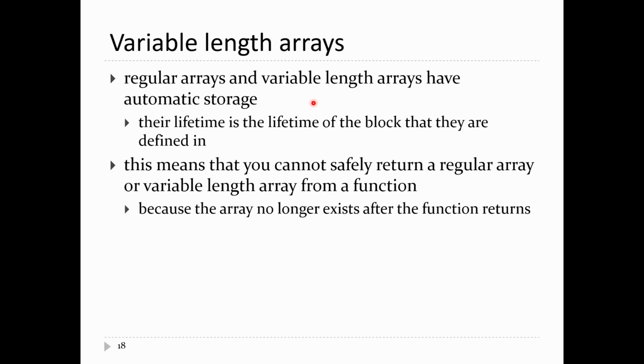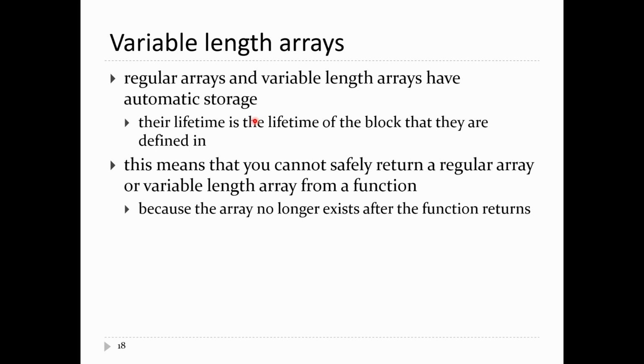All right. So a variable length array is not any different than a regular array, right? The only difference is its size is not a constant. So its size can be specified using a variable. Otherwise, they're both the same. And that means that their lifetime, so that means they have automatic storage. That was from a few lectures ago, right? So there's automatic storage, static storage. The other type of storage we're going to talk about in a minute.